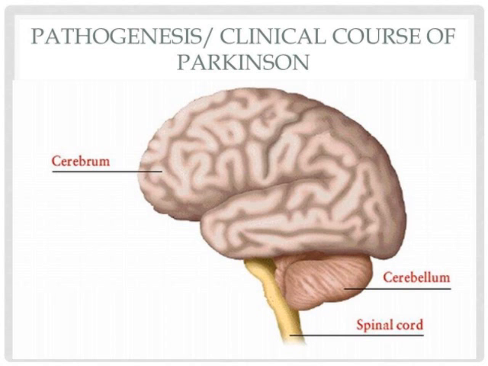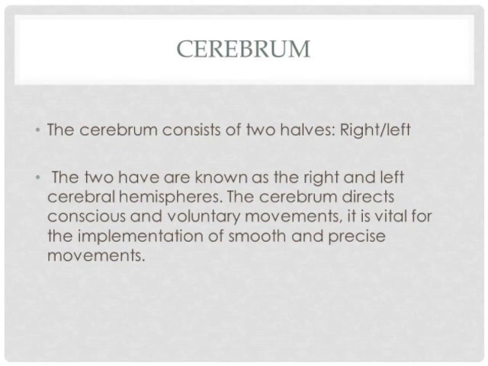The structural components of the brain that are most directly involved in the control of movement are the cerebrum, cerebellum, and brainstem. The cerebrum consists of two halves, known as the right and left cerebral hemispheres. The cerebrum directs conscious and voluntary movements of the body, so the lack of movement experienced is caused by this part of the brain, and the functions of the primary motor cortex, premotor area, supplementary motor area, and the parietal lobe. It is vital for the implementation of smooth and precise movements.